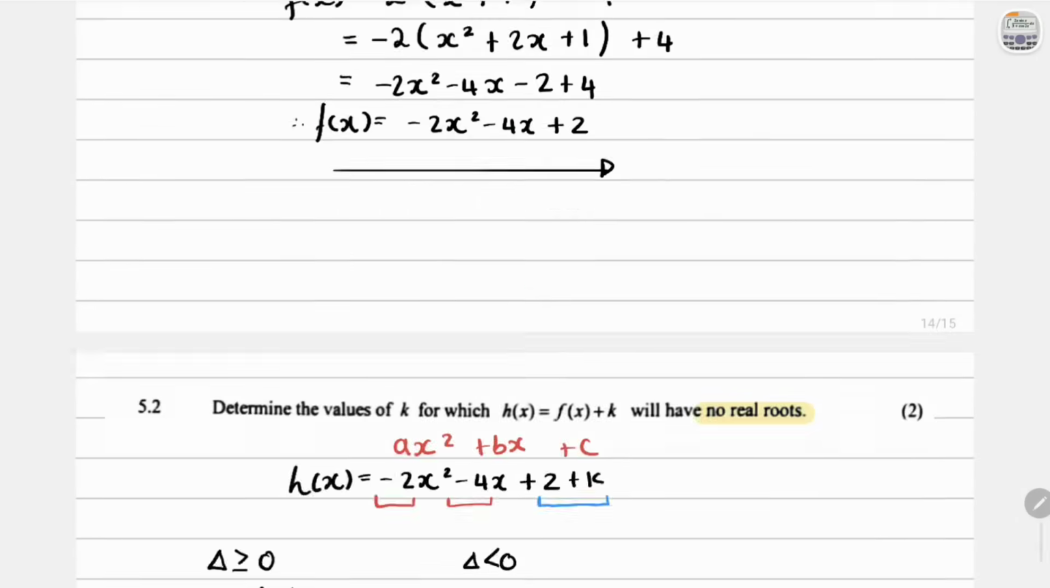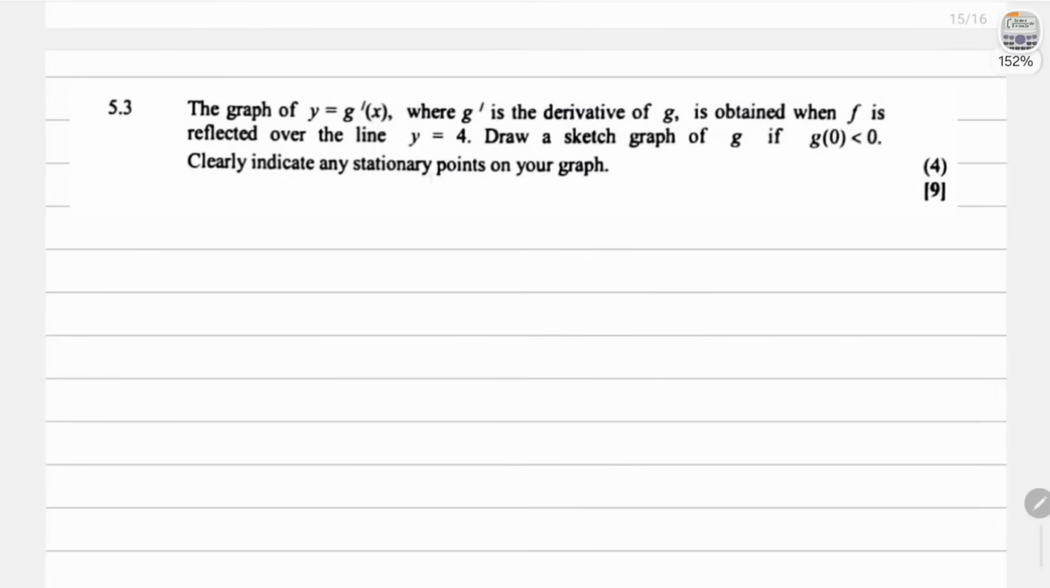Moving on to the next question. 5.3 says the graph of y is equal to g prime of x. Okay, so the derivative of g, where g prime is the derivative of g, of course, is obtained when f is reflected over the line y equals 4.